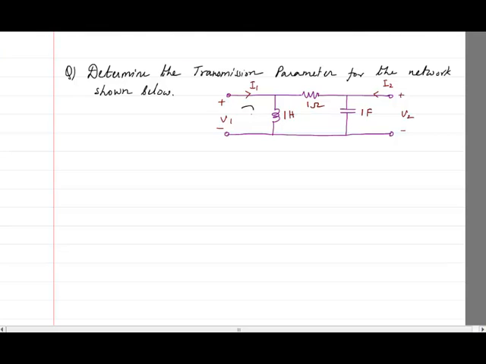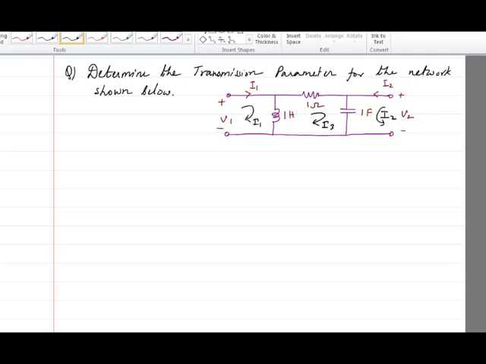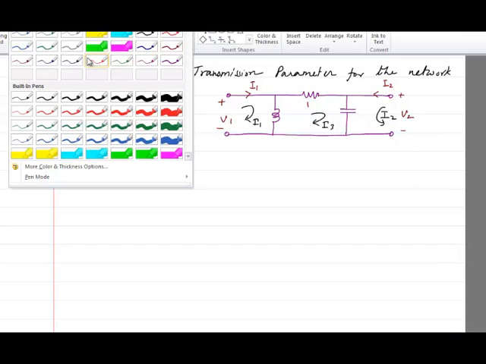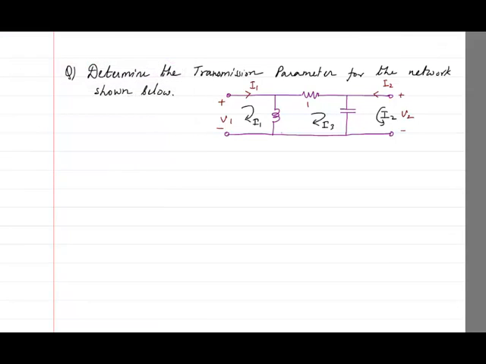So here it is I1, so I will mark this as I1. This is I2, which I will mark like this. This is I2, sorry, this is I2, and this current I will again take as I3. Now 1 Henry I can write as S, 1 ohm I will leave as 1 ohm itself, and 1 farad I can write as 1 by S. So 1 Henry becomes S, this is 1, and this becomes 1 by S.